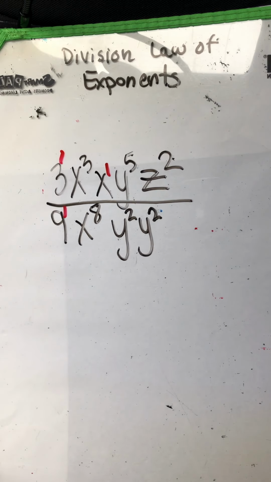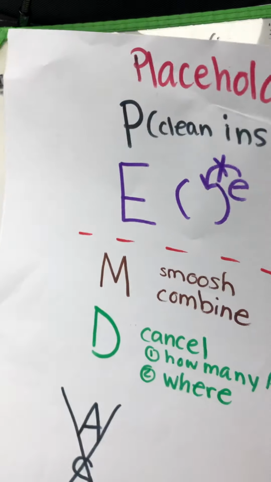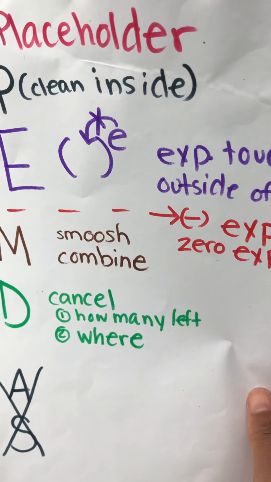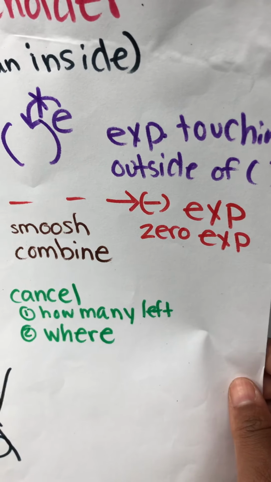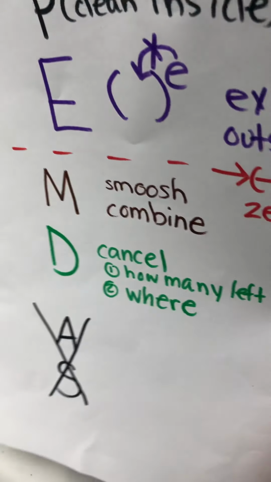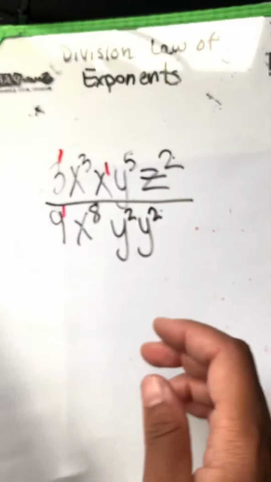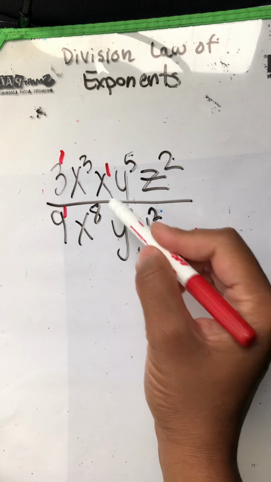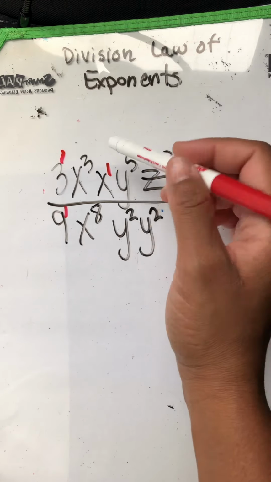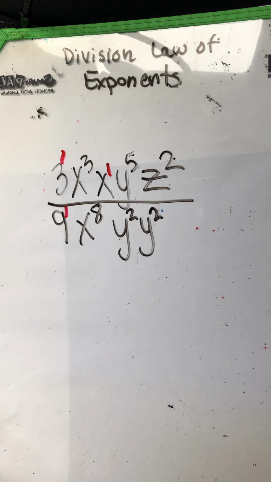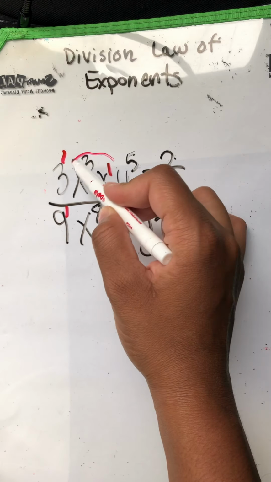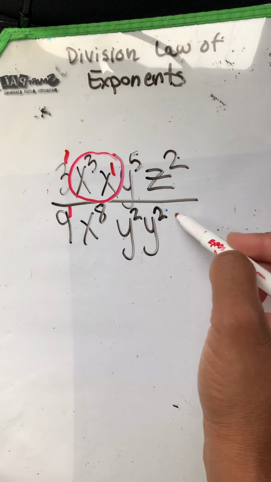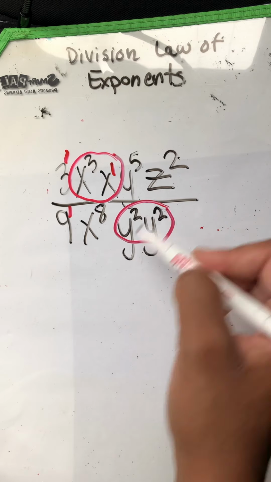Next thing I'm going to do is check for parentheses. Do you have any parentheses? No, so we're skipping P and E. Parentheses and exponents. We're not doing the red because we're not there yet. Negative and 0 exponent. So I'm on M. Can I smush anything on the top of my fraction? Yeah, look at those x's. There are too many x's up top. So we're going to put them together. That's smushing. Let's look at the bottom. Yes, these y's need to be together.